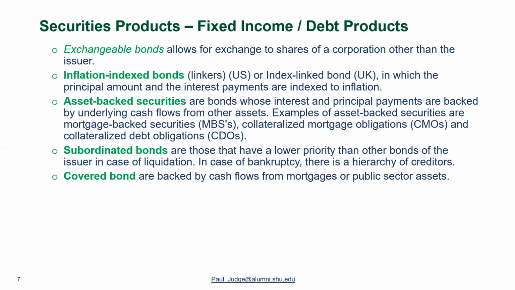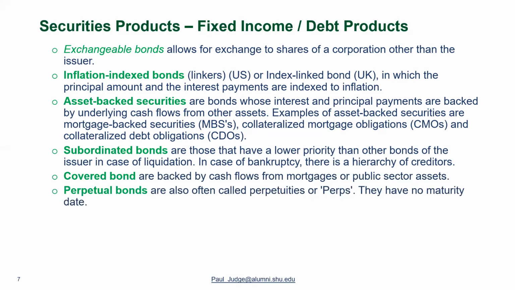Covered bonds are backed by cash flow from mortgages or other public sector assets. Perpetual bonds are often called perps, perpetuities, and they have no maturity date. These are bonds that never mature. You put up the principal and they just keep paying interest forever. They never mature. You only get the principal back when you sell the asset.